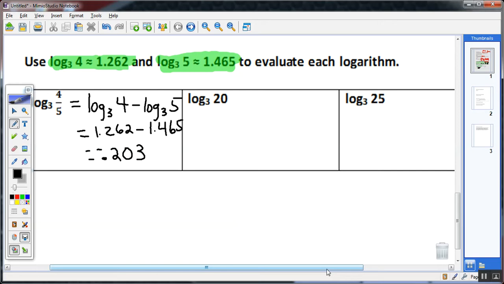My book or my calculator has a sheet to it. So it's just a bunch of them, log base 3 of 4/5, and see if that's actually true. Anybody have the second one?